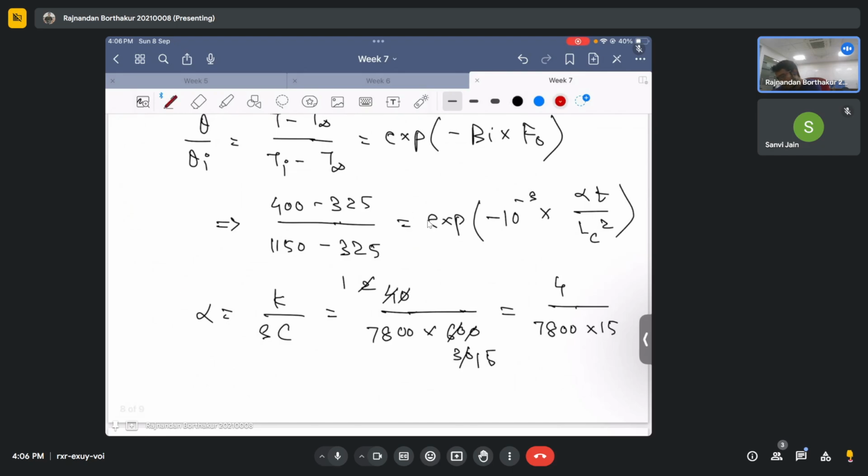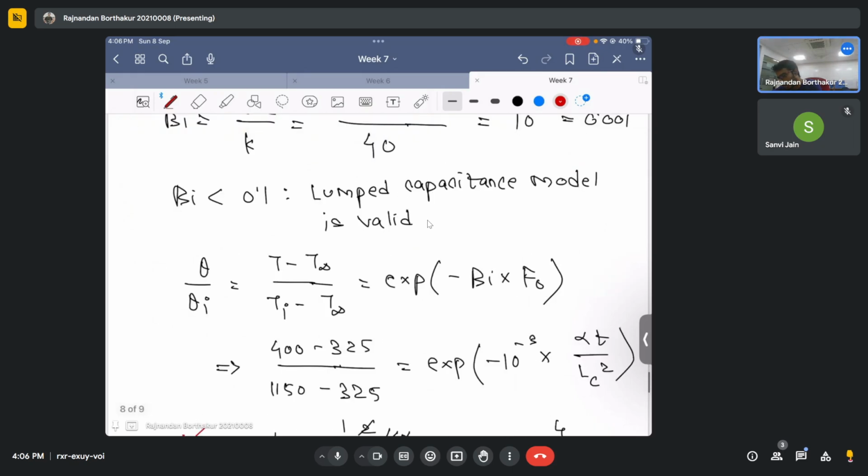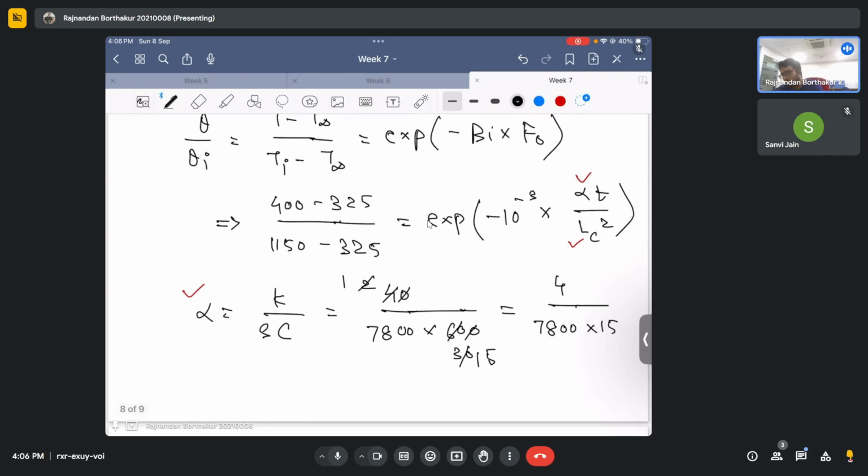From here you will get alpha, and you know LC, which you have already calculated. So you know alpha and you know LC, and the right hand side is completely known. Just bring the exponent to the other side, and you can directly determine your time. This is straightforward. I did this at my end, and your time comes out to be around 1122 seconds, and if you convert this into hours, it will be around 0.312 hours.